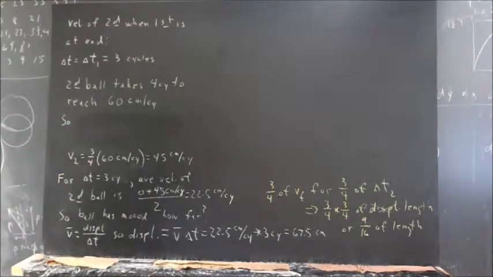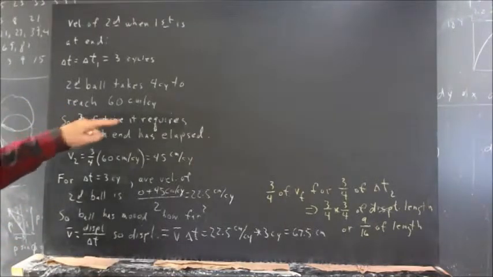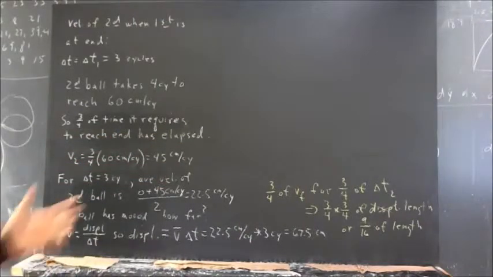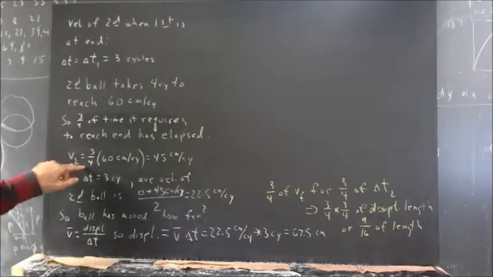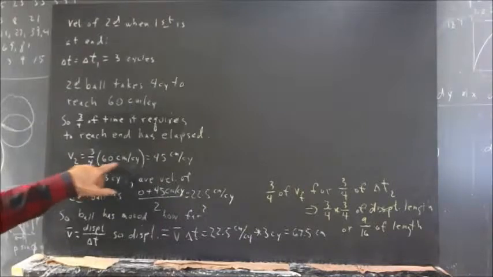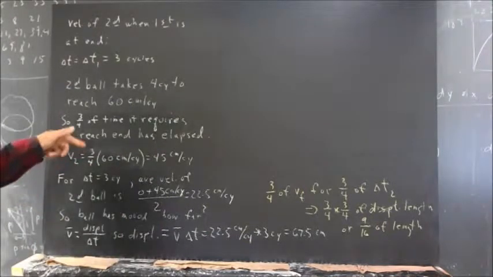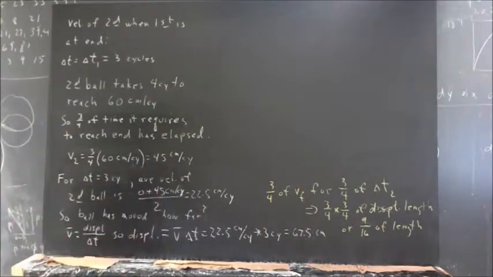I'll do that off camera. And now I'll say that 3/4 of the time it requires to reach the end has elapsed. So its velocity is only going to have had time to attain 3/4 of its final velocity. Its final velocity is 60 centimeters per cycle. So its velocity is going to be 3/4 of that 60 centimeters per cycle, which is 45 centimeters per cycle.